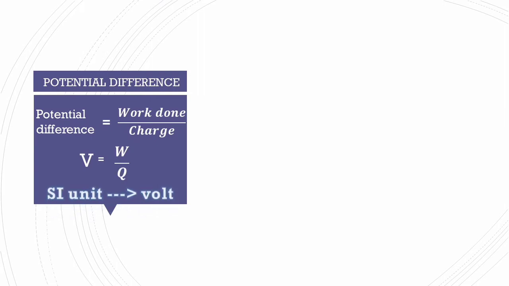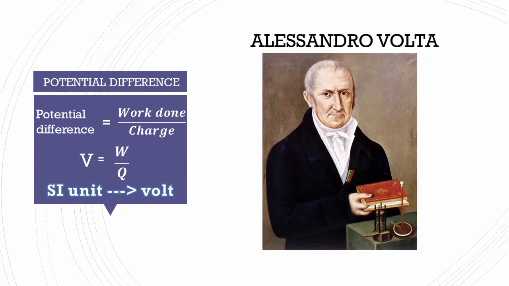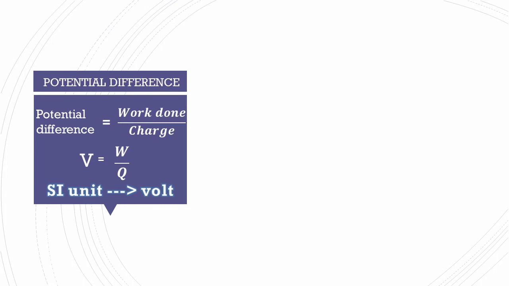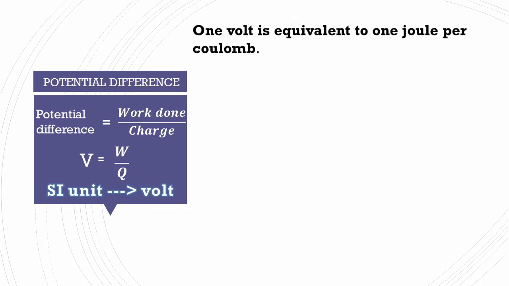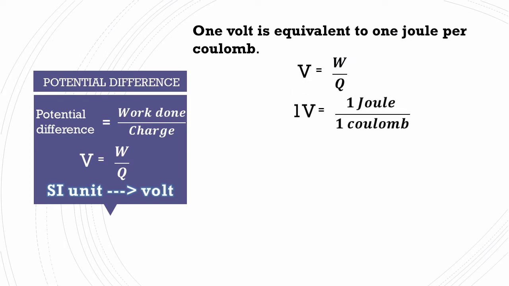The SI unit of potential difference is the volt, named after Alessandro Volta, an Italian physicist. If 1 joule of work is done in moving 1 coulomb of electric charge from one point to the other point, then the potential difference between the 2 points is said to be 1 volt. So, 1 volt is equal to 1 joule per coulomb.